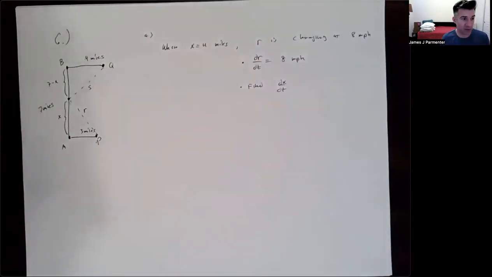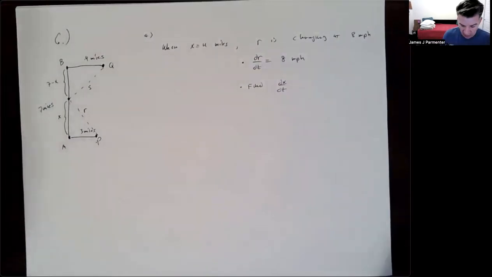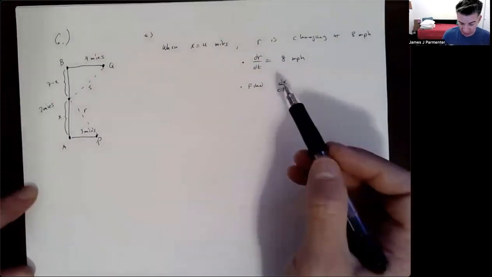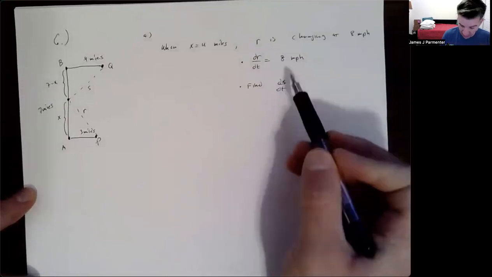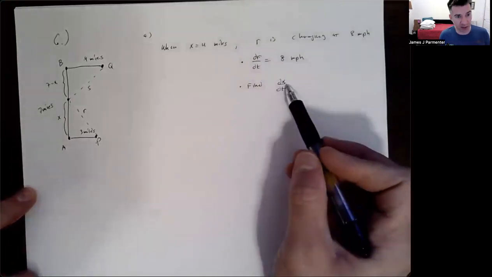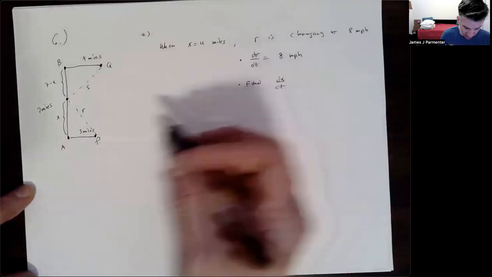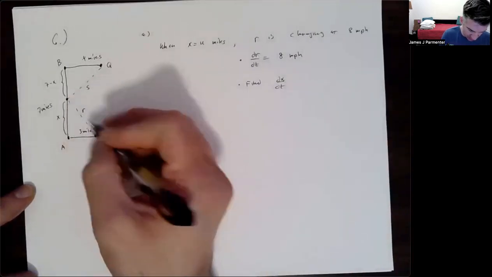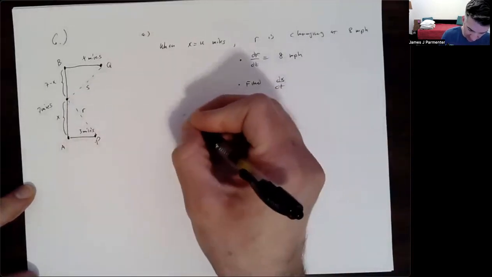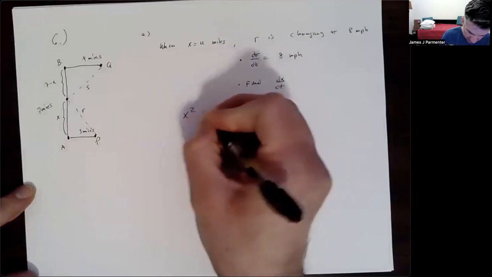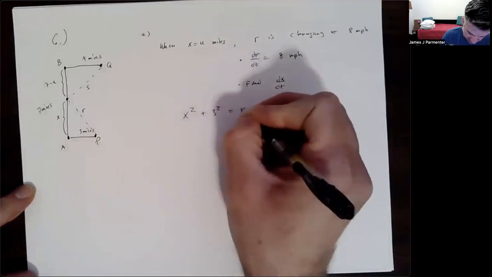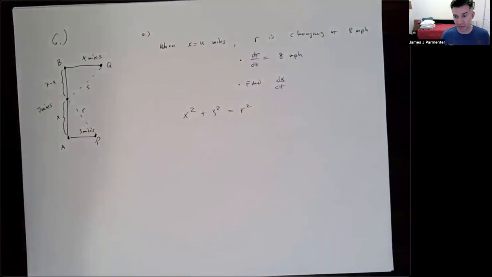We're going to set up an equation relating, hopefully, as few variables as possible. Typically, we would like an equation that just involves the thing that we want to know and the thing that we're told. So we want to know how X is changing. We're told how R is changing. So ideally, I would use this triangle to say, using the Pythagorean theorem, that X squared plus 3 squared equals R squared. Now here's the difference.